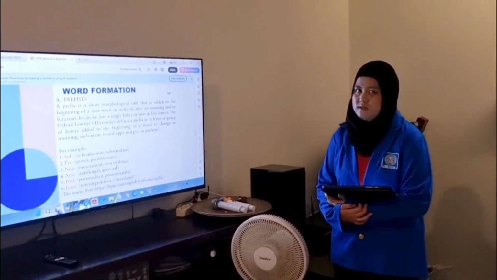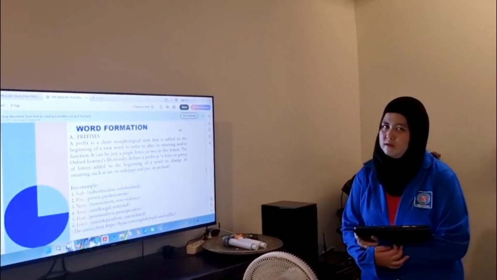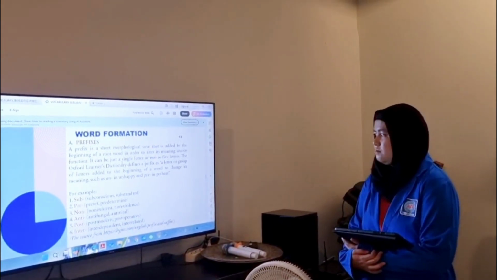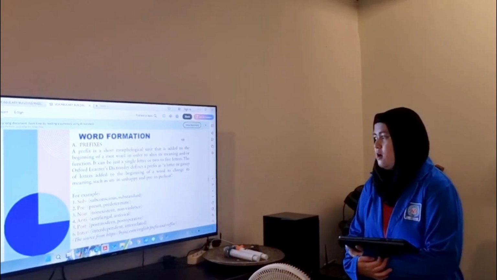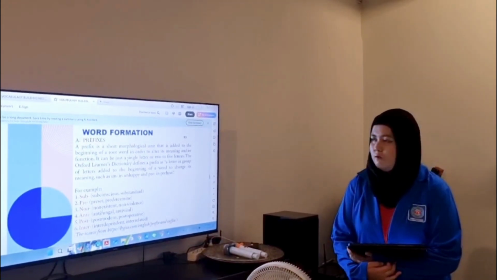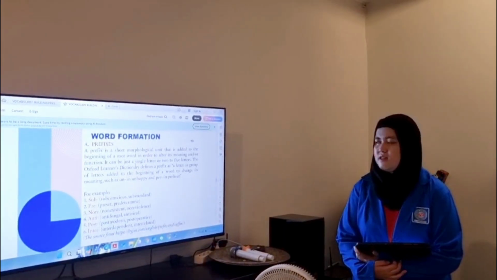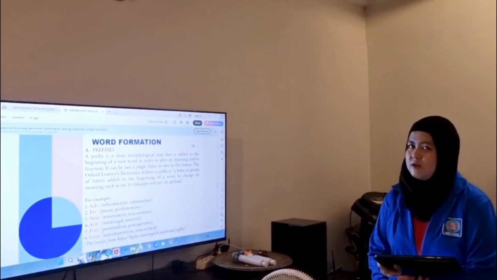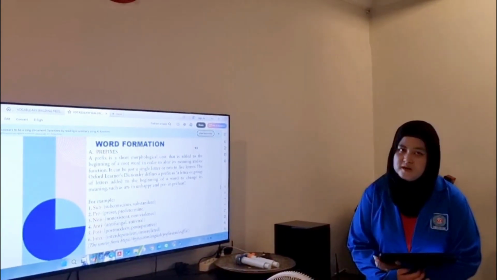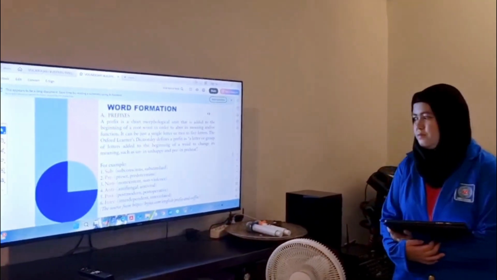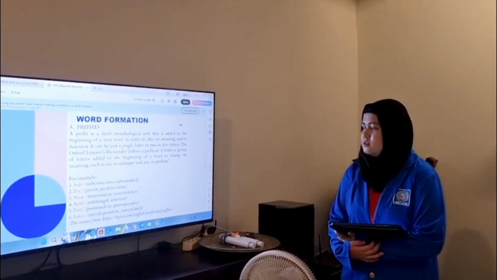It can be just a single letter or 2 to 5 letters. The Oxford Learner's Dictionary defines a prefix as a letter or group of letters added to the beginning of a word to change its meaning, such as unhappy, angry, and preheat. For example, sub: subconscious, substandard. Precise, predetermined.